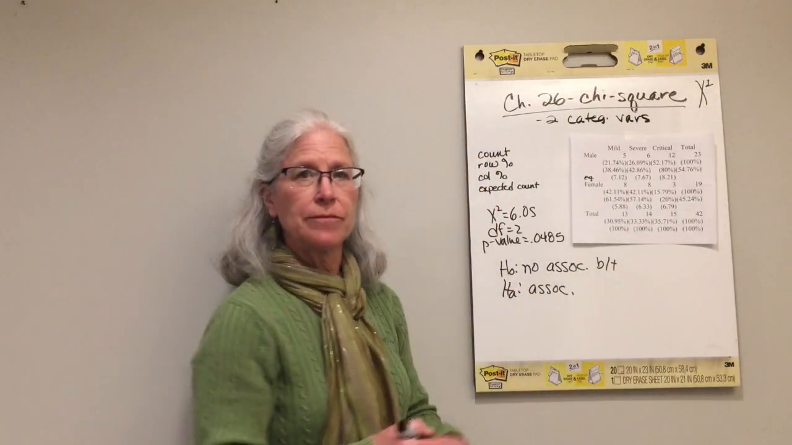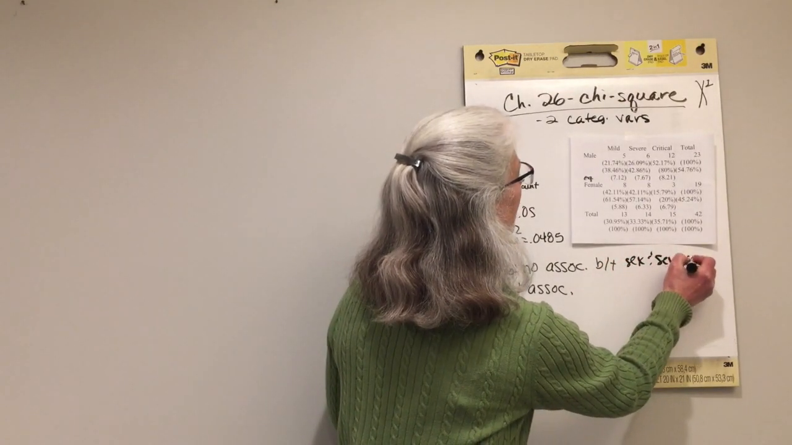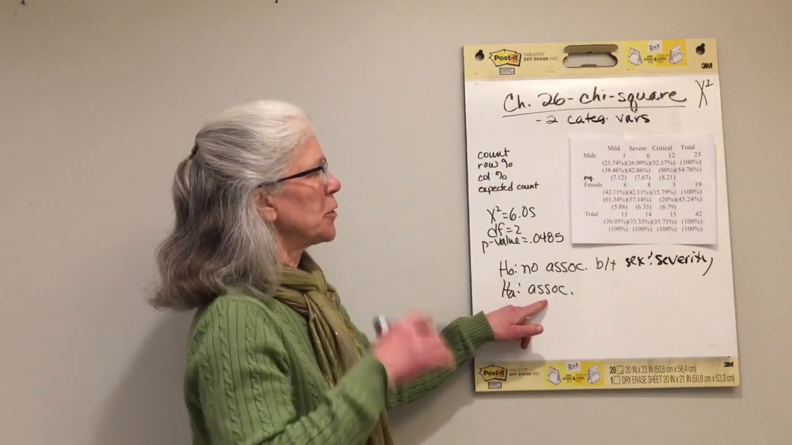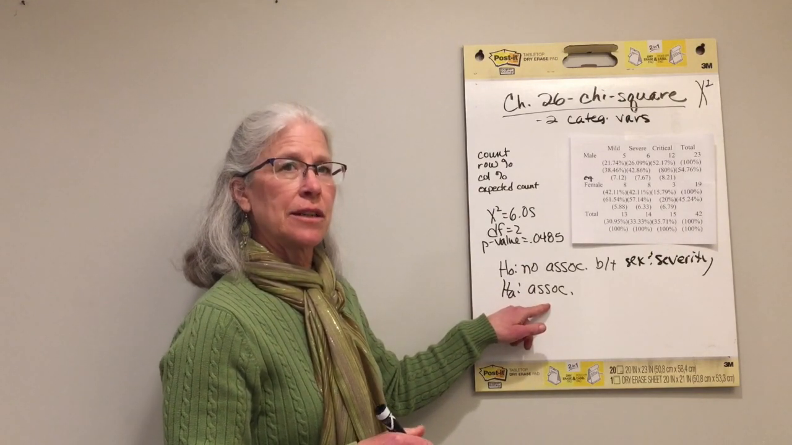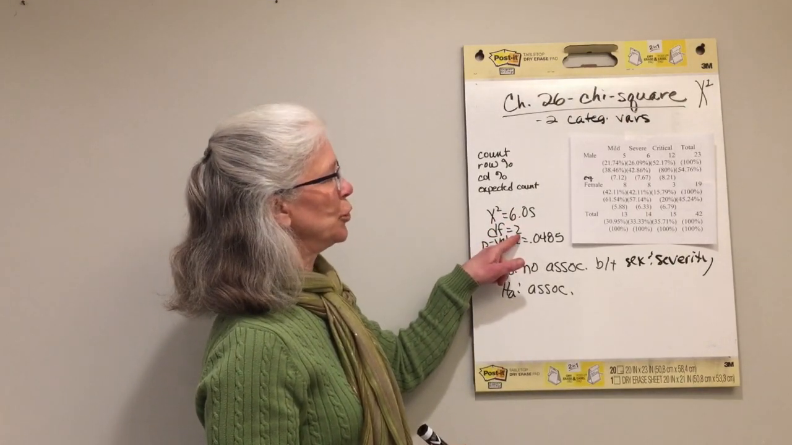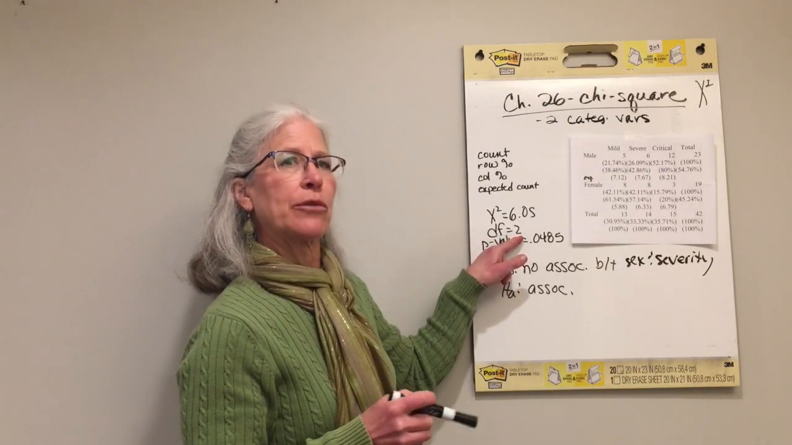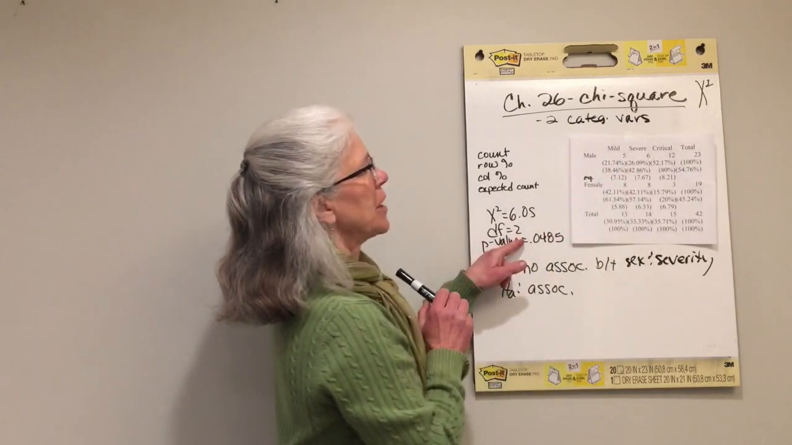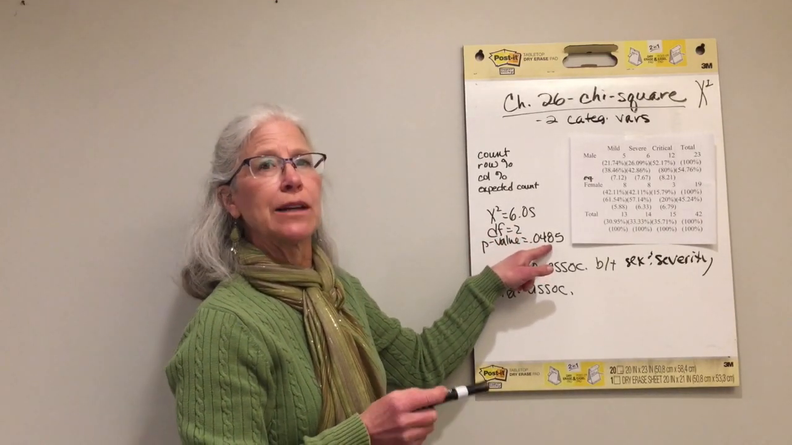So our null hypothesis is there is no association between sex and severity. The alternate is there is an association, that there is a difference between males and females in the severity of disease. The chi-square statistic based on the StatCrunch output was 6.05. Degrees of freedom are 2. Now, in a two-way table, degrees of freedom are the number of rows minus 1 times the number of columns minus 1. So we have 2 rows, 2 minus 1 is 1, 3 columns, 3 minus 1 is 2, 1 times 2, we have 2 degrees of freedom, and the p-value is 0.0485.